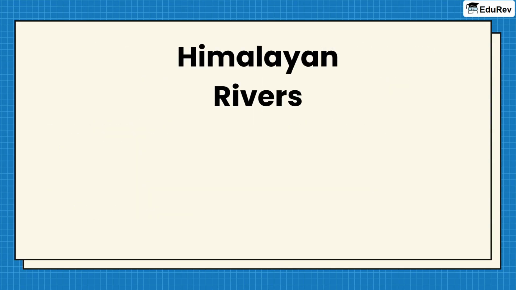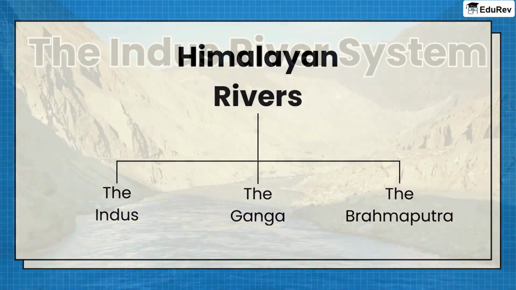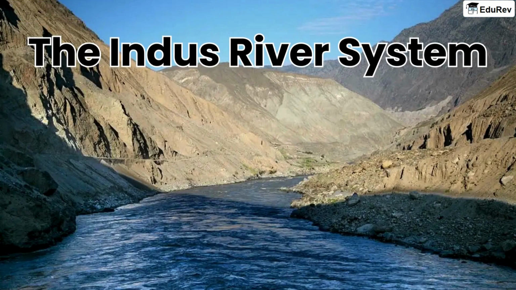Let's see the Himalayan rivers closely. The major Himalayan rivers are the Indus, the Ganga and the Brahmaputra. These rivers are long, and are joined by many large and important tributaries. First is the Indus River system.